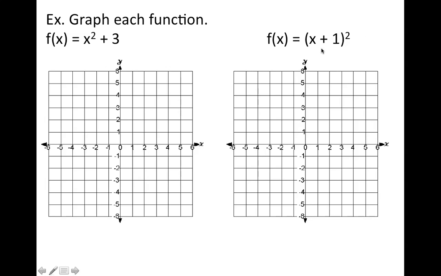And on the second one, we would be moving to the left 1. So our vertex would be at negative 1, 0. Plot some more points, connect your points, and our transformation would be left 1.